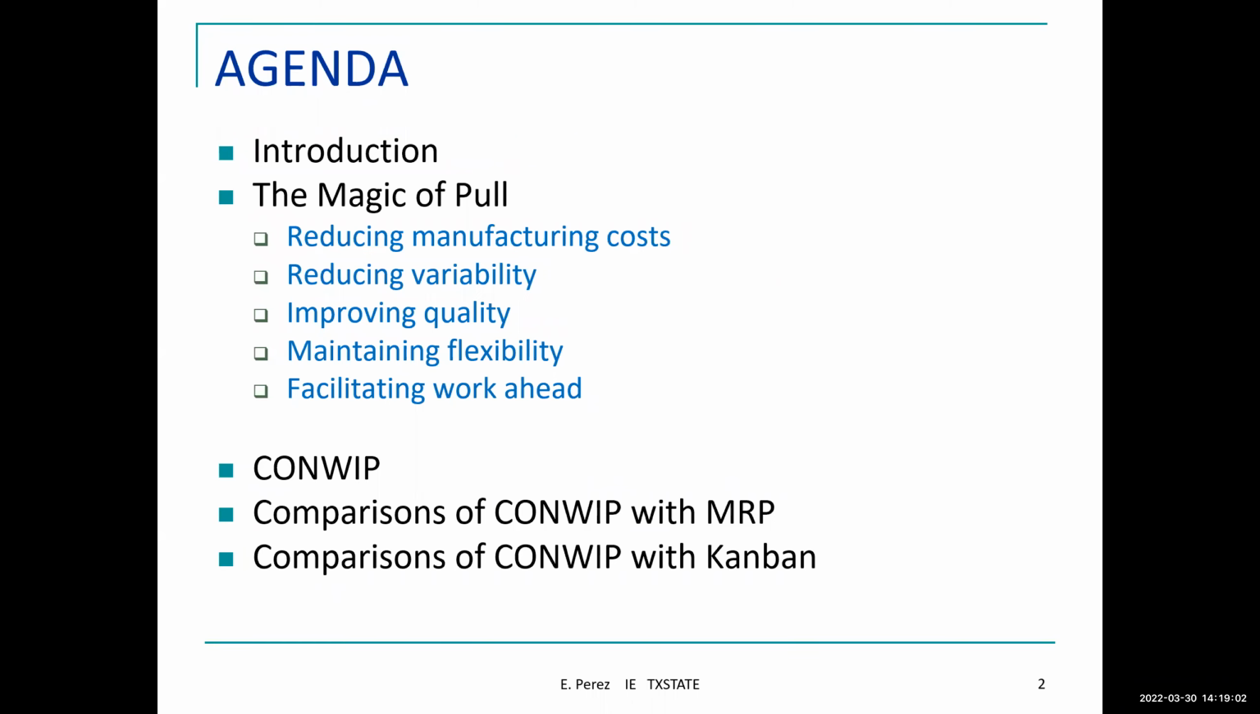Also, we are going to do comparisons of this strategy with MRP. These are the typical production systems for push. So it's material requirements planning systems, and also we're going to compare that against Kanban, which is a typical tool that is used for pull systems.